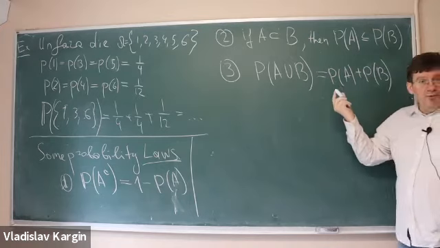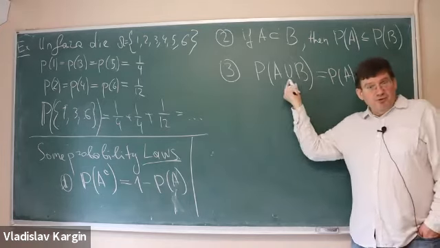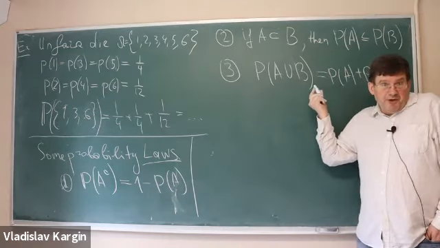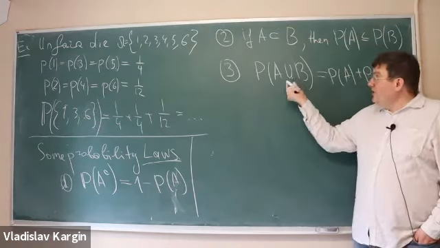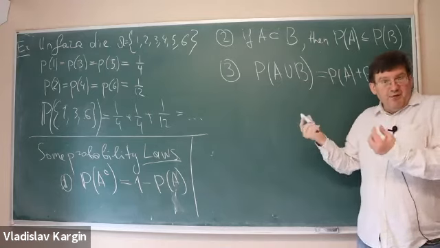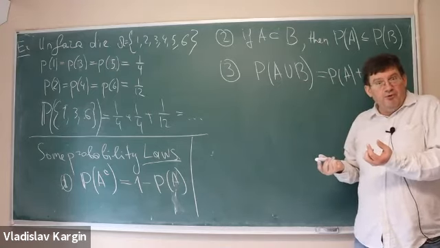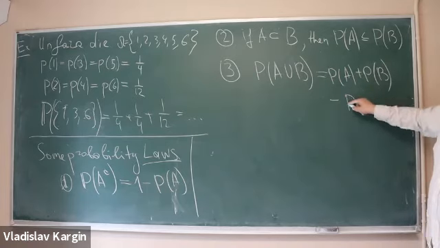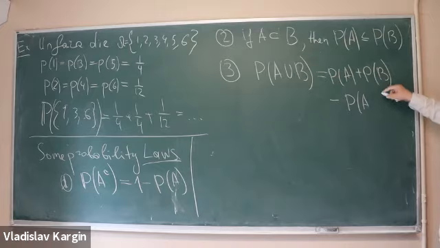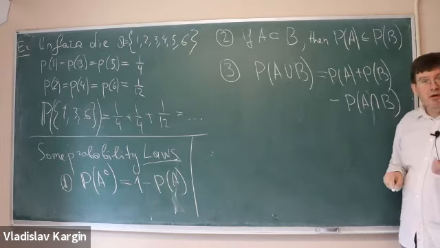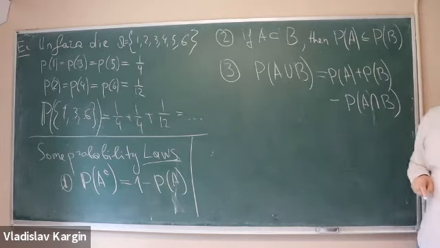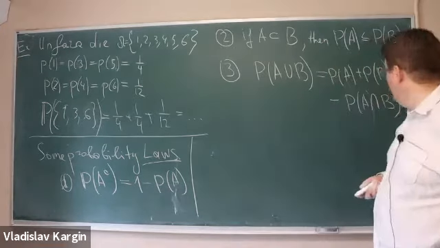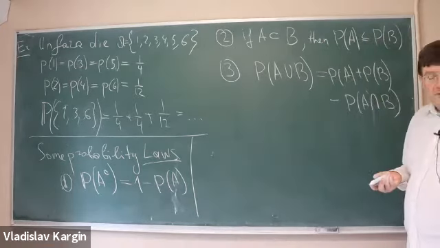But that would be right only if they were disjoint, mutually exclusive, and then it would be right by the axiom. But I never said that they're exclusive, so some outcomes can belong to both of them. It turns out that in this case, you need to subtract the probability of the intersection of them. Now, why is this true? This is something that you want to prove.